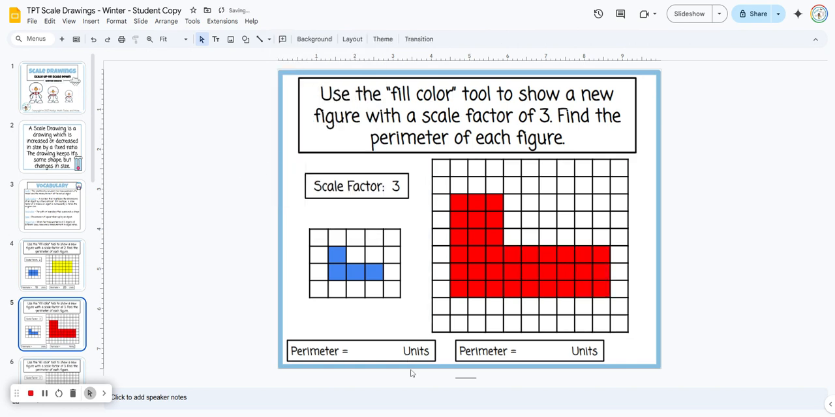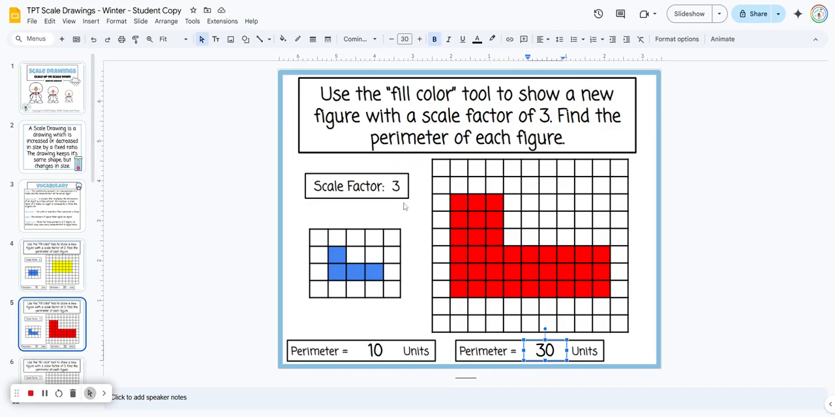And again, we're going to look at the perimeter. If they count the perimeter around the smaller figure, they're going to get 10 units. This time, because the scale factor is 3, the larger figure will be 30 units. And you can see that the perimeter has increased by multiplying by the scale factor of 3.